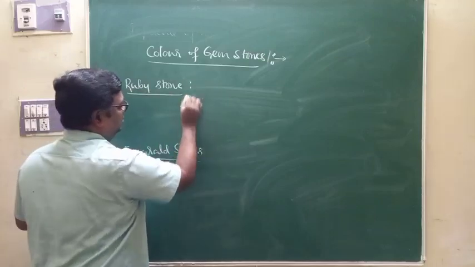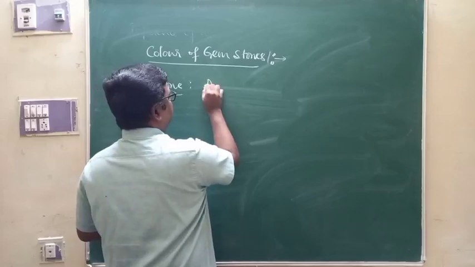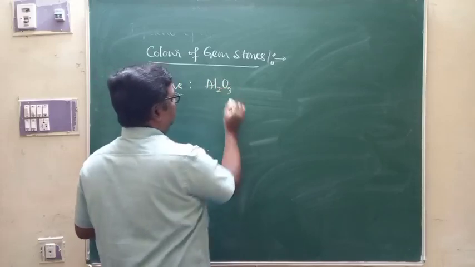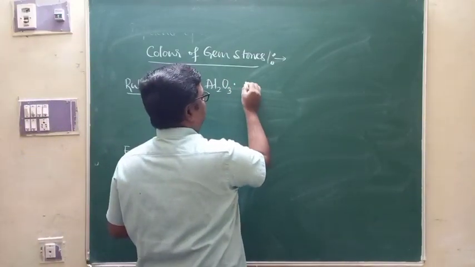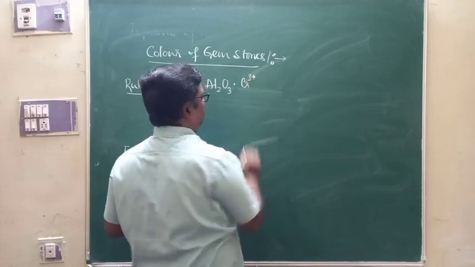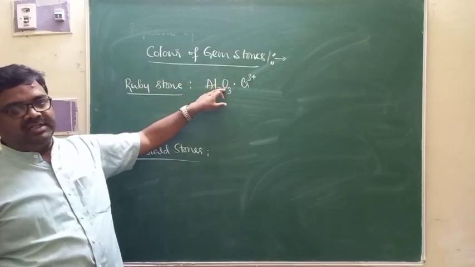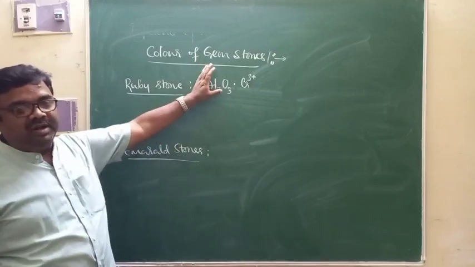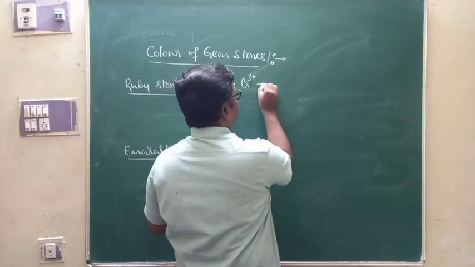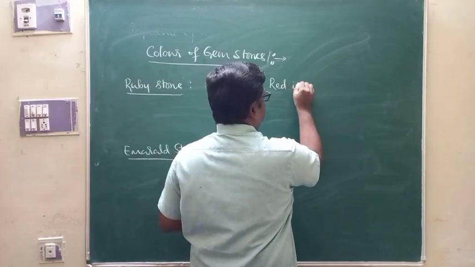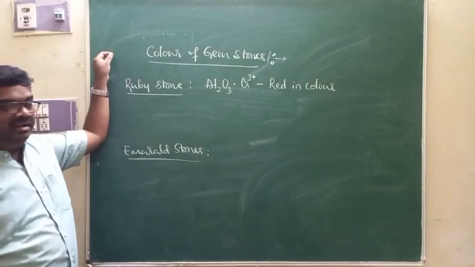These are the stones that I am going to select under this particular discussion. One is the ruby stone, another is the emerald stone. As far as the ruby stone is concerned, this is characterized by aluminum oxide mixed with Cr3+ ions. Ruby stone is characterized by Al2O3, that is a crystal of alumina associated with Cr3+ ions. And generally it is red in color.